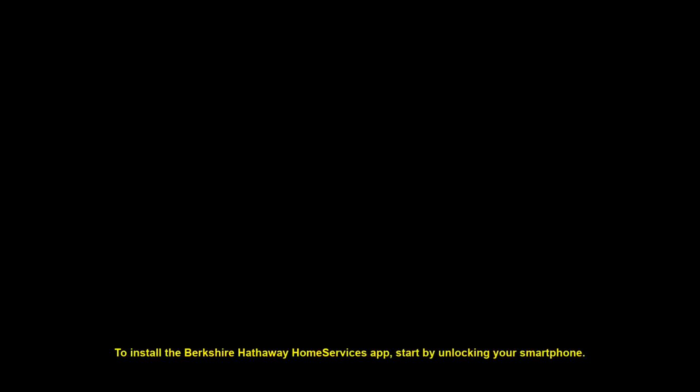To install the Berkshire Hathaway HomeServices app, start by unlocking your smartphone. Open the App Store if you are using an iPhone. If you are using an Android device, open the Google Play Store. In the search bar at the top, type Berkshire Hathaway HomeServices.